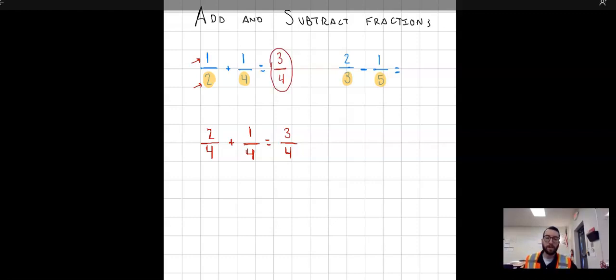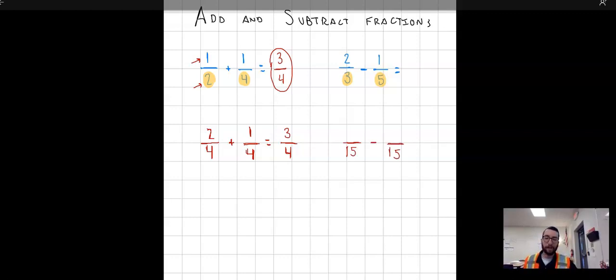Sometimes it can be hard to figure out a number, like if you look at 3 and 5. So a good strategy is multiply them, right? If you can't think of, well, what do 3 and 5 go into? Just multiply them. 3 times 5 is 15. So I can rewrite both of these over 15, and that will work every single time.